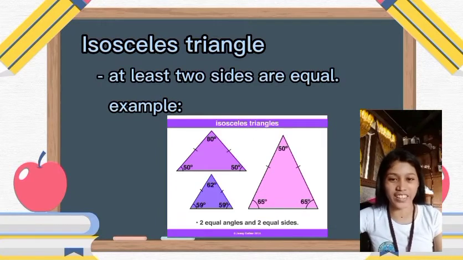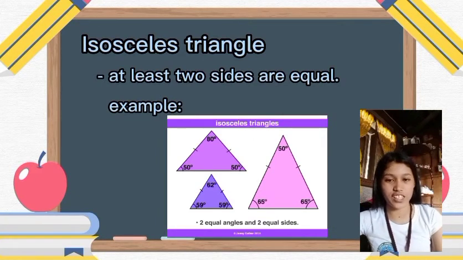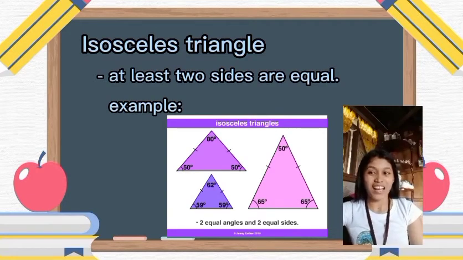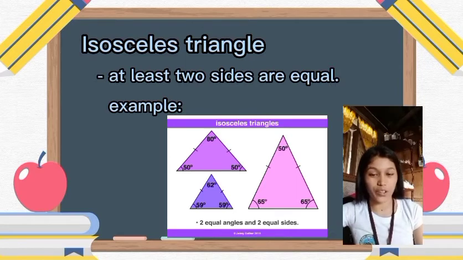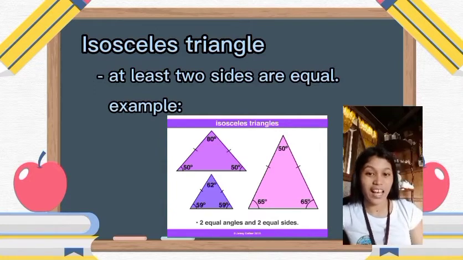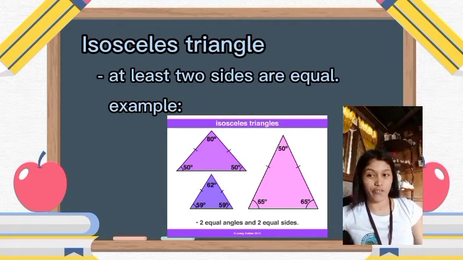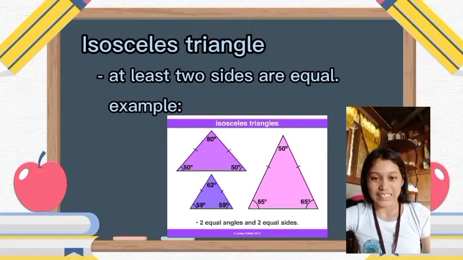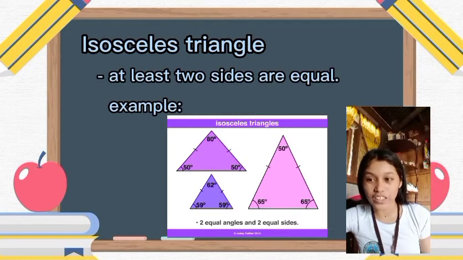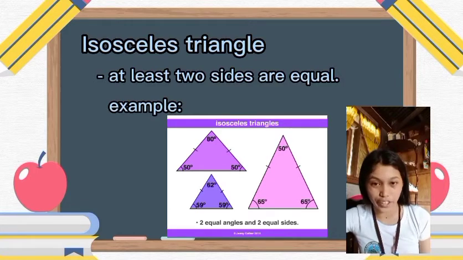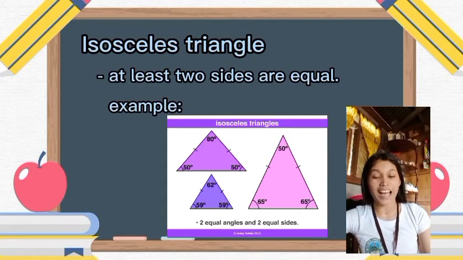The isosceles triangle has at least two sides equal, or the same measurement. Unlike the scalene triangle, where the measurements of the sides are not the same, in the isosceles triangle at least two sides are equal. For example, the left side of the triangle has a measurement of 7 centimeters, the right side is also 7 centimeters, and the bottom side is 10 centimeters. So that is called an isosceles triangle.